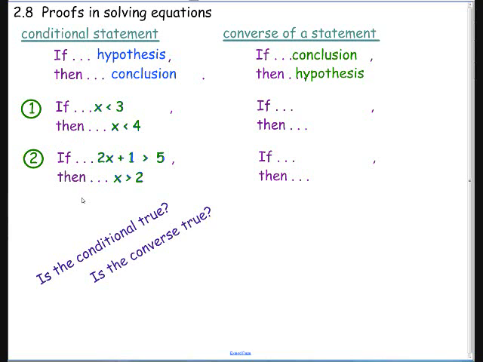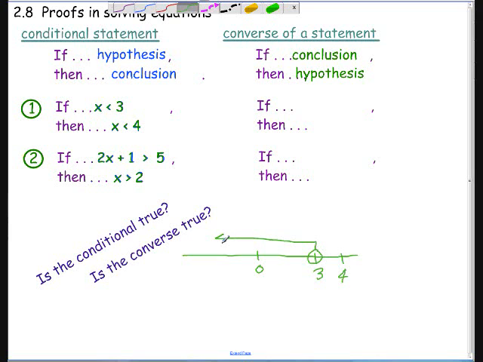The first thing you should ask yourself is, is the conditional true? Is this true? If x is less than 3, let's draw a little number line. We can erase this in a minute. So I've got 0, I've got 3, I'm going to want to be looking at 4 as well. If x is less than 3, so that's what we start with, then x is less than 4. Yeah, that is true. So the conditional is true.